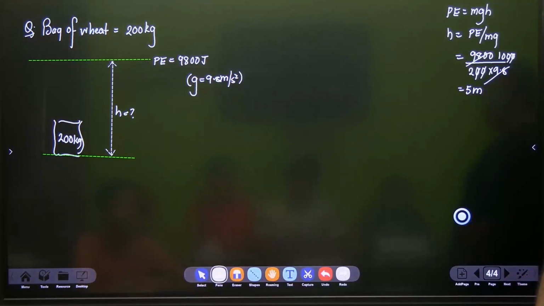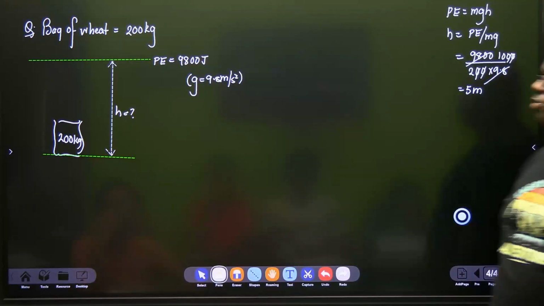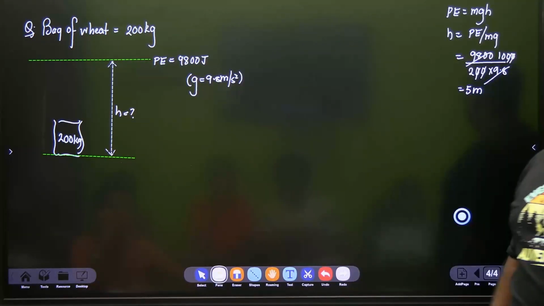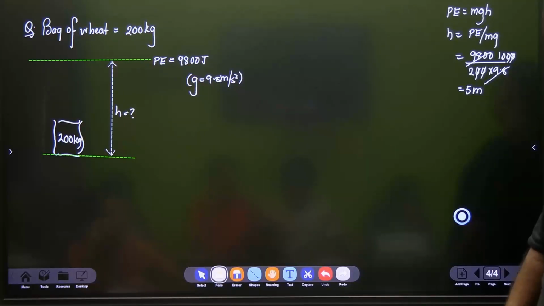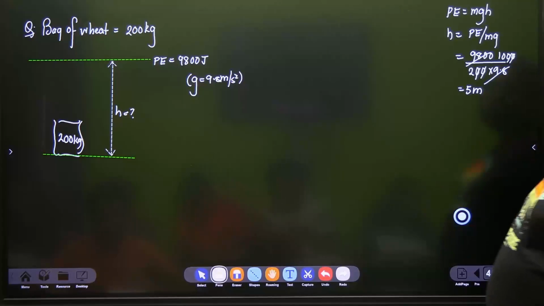Potential energy was very nice. Yeah, tell me. No, weight is not, mass is. 200 cannot be weight. If the weight is 200, weight means it will always be Newton. Weight is a force. Got it? Weight can never be this.